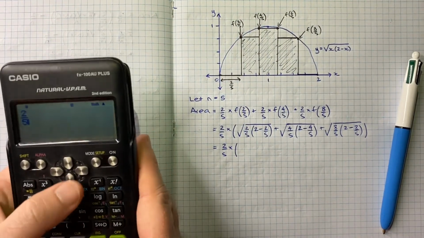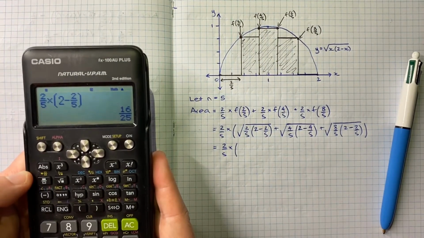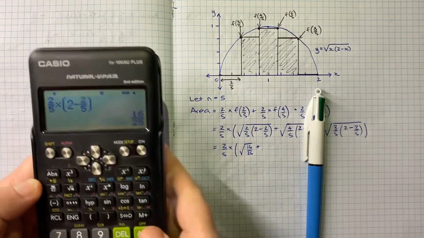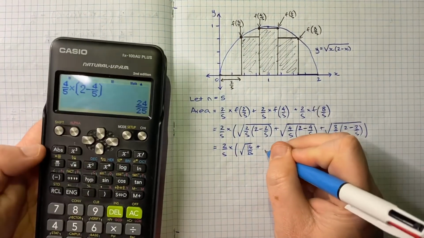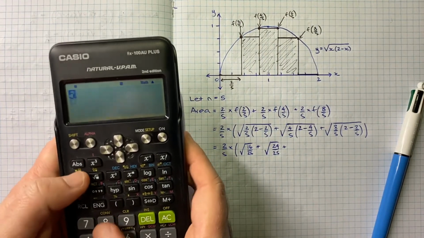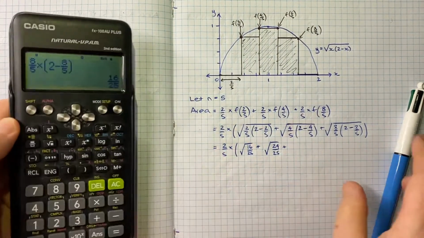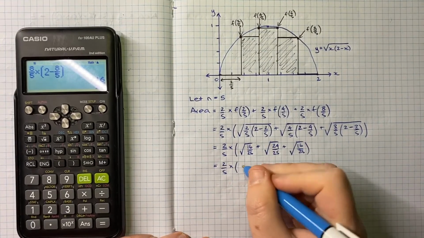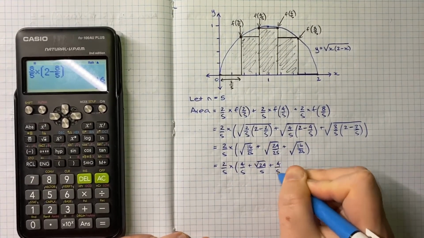So that's 2 on 5 times, and let's just get simpler square roots, so I'll use my calculator for that. So 2 on 5 times 2 minus 2 on 5, that is 16 on 25, so the square root of 16 on 25, which will just be 4 on 5, plus, now we'll do 4 on 5 times 2 minus 4 on 5, which is the square root of 24 on 25, plus, and I know this will be 16 on 25, but I'll just key it in just to check, 8 on 5 times 2 minus 8 on 5, 16 on 25, very good. So square root of 16 on 25, so it's going to be 2 on 5 times 4 on 5 plus root 24 on 5 plus another 4 on 5.